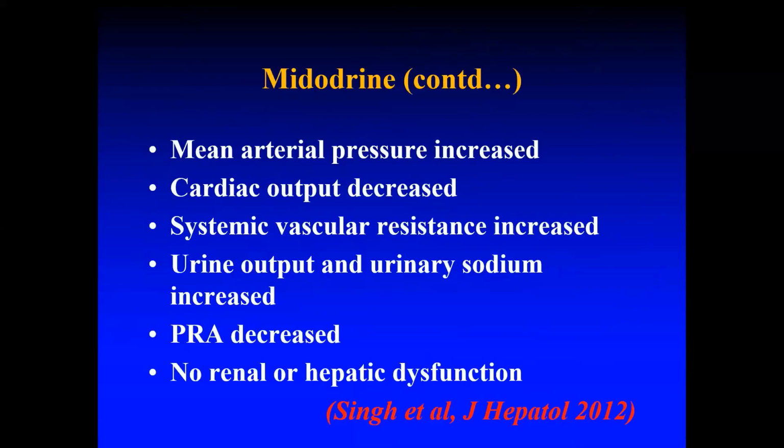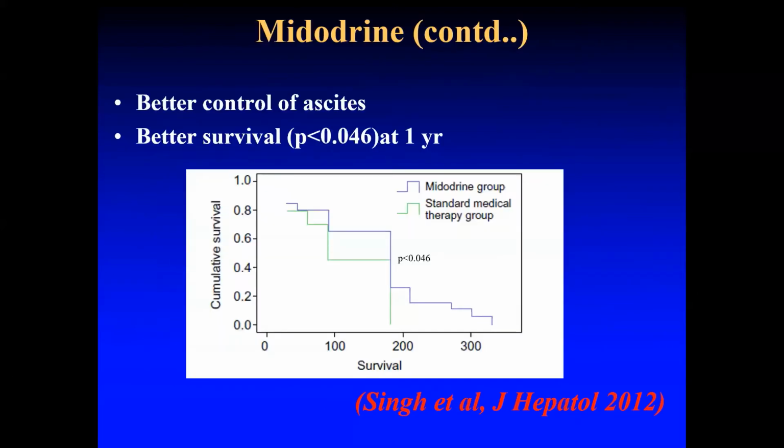It caused the mean arterial pressure to increase, the cardiac output to decrease, systemic vascular resistance to increase, and the urine output and urinary sodium also increased. PRA decreased in these patients, without any renal or hepatic dysfunction. There was better control of ascites and better survival when we looked at survival at 1 year.